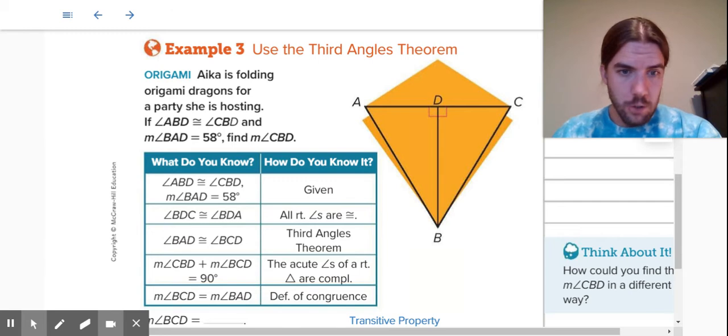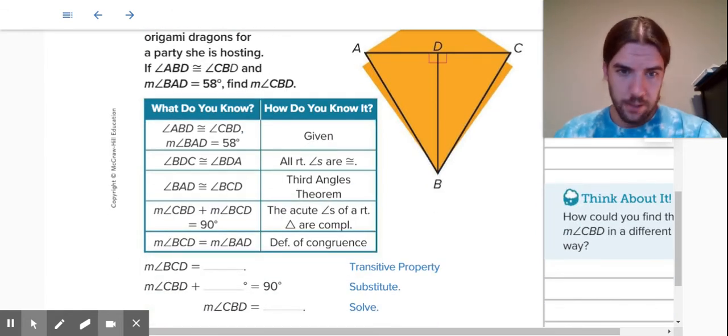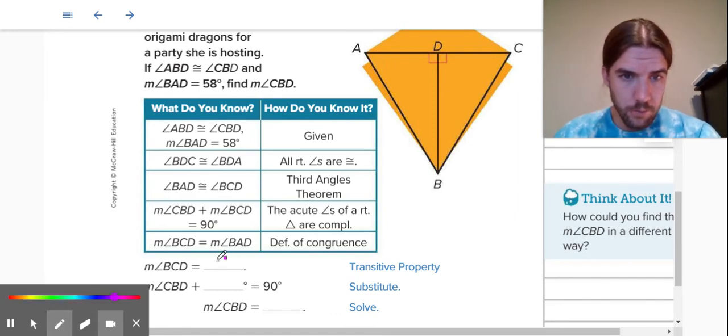The measure of BCD and the measure of BAD should be the same. BCD and BAD should be the same. So top left and top right corner should be the same. That's the definition of congruence. Okay, so let's go through. Measure of angle BCD. BCD is going to be equal to what? Well, we know BAD. We know BAD was 58. We know that BCD is the same one. So that one should be 58.